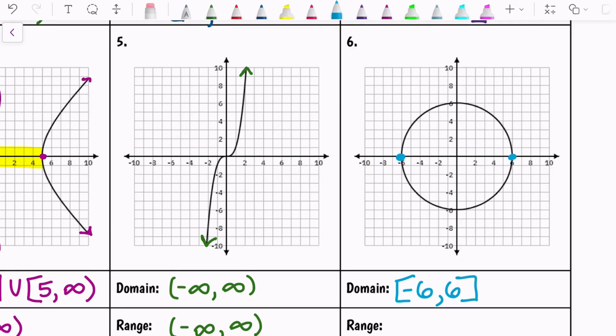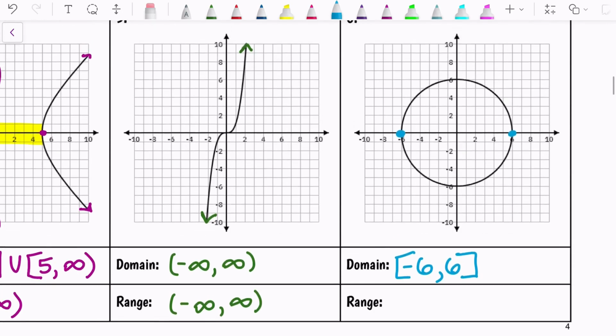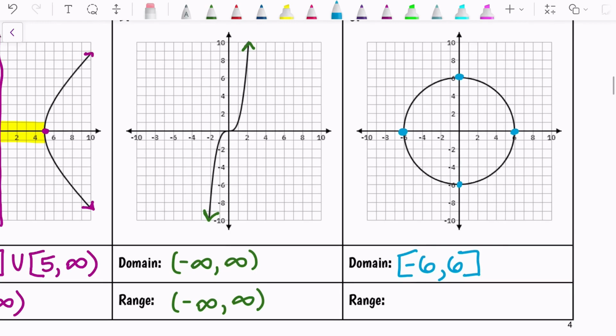The range, we say how far down. We always ask down first, then up second. So down, it's going down to -6 and up to 6 on the y-axis. And so the range ends up being the same as the domain.